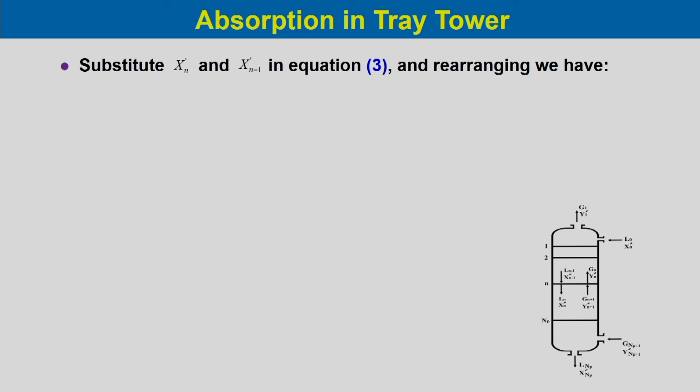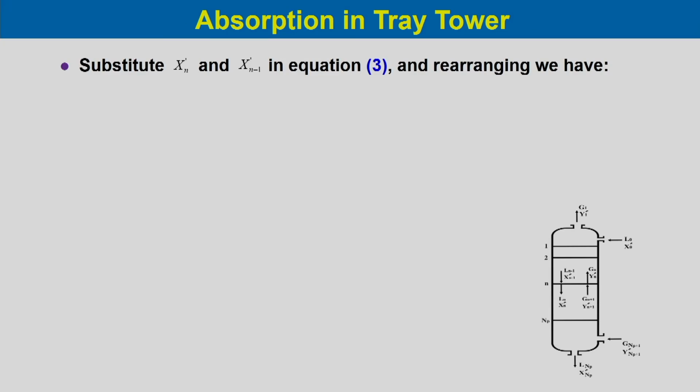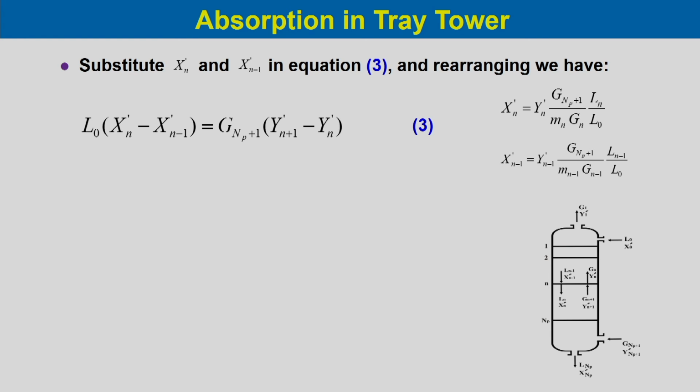Now, if we substitute x_n' and x_{n-1}' in equation 3 and then we rearrange the same. So, this is x_n' and this is x_{n-1}' as we have derived before. This is the equation 3. Now, if we substitute these two, it will give y_n' would be equal to y_{n+1}' plus a_{n-1} into y_{n-1}' divided by 1 plus a_n.